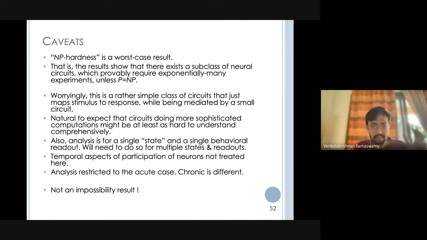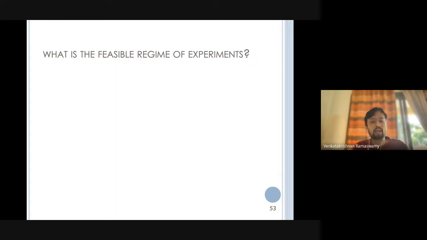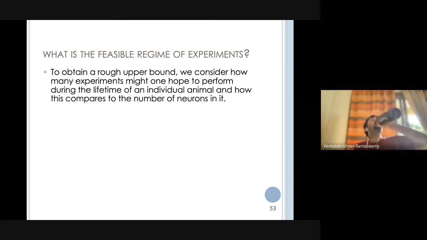All right, and this I'll skip, not an impossibility result. But before that, so sure, you have NP hardness results, you could still have fairly efficient algorithms. But then how many experiments can you actually do is the question.